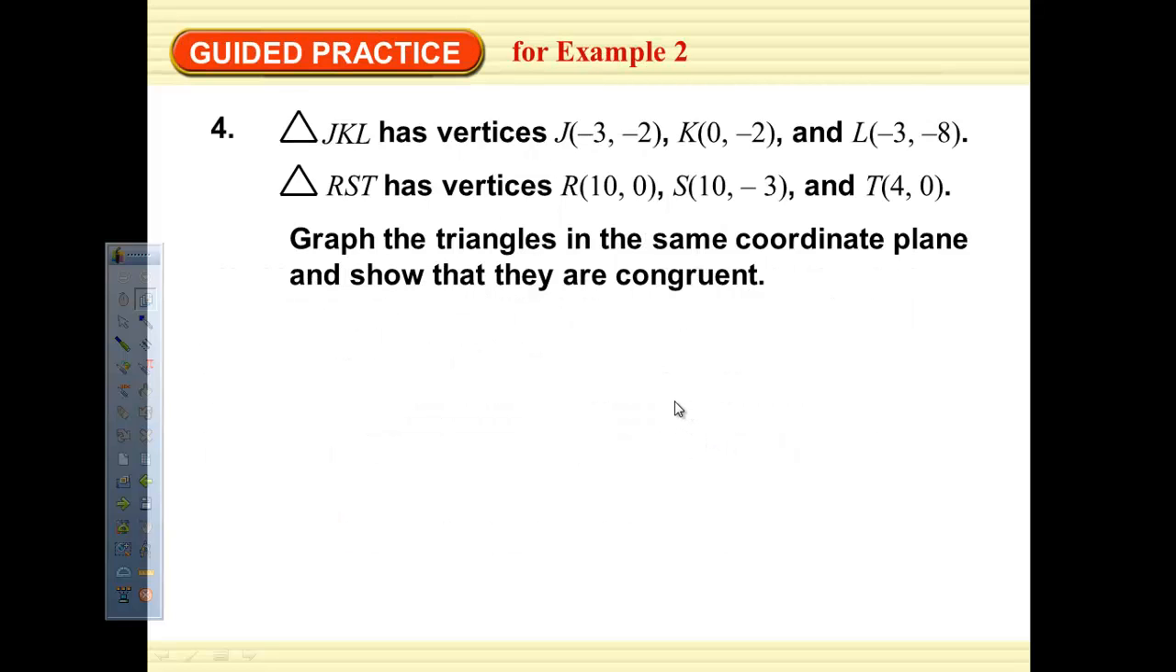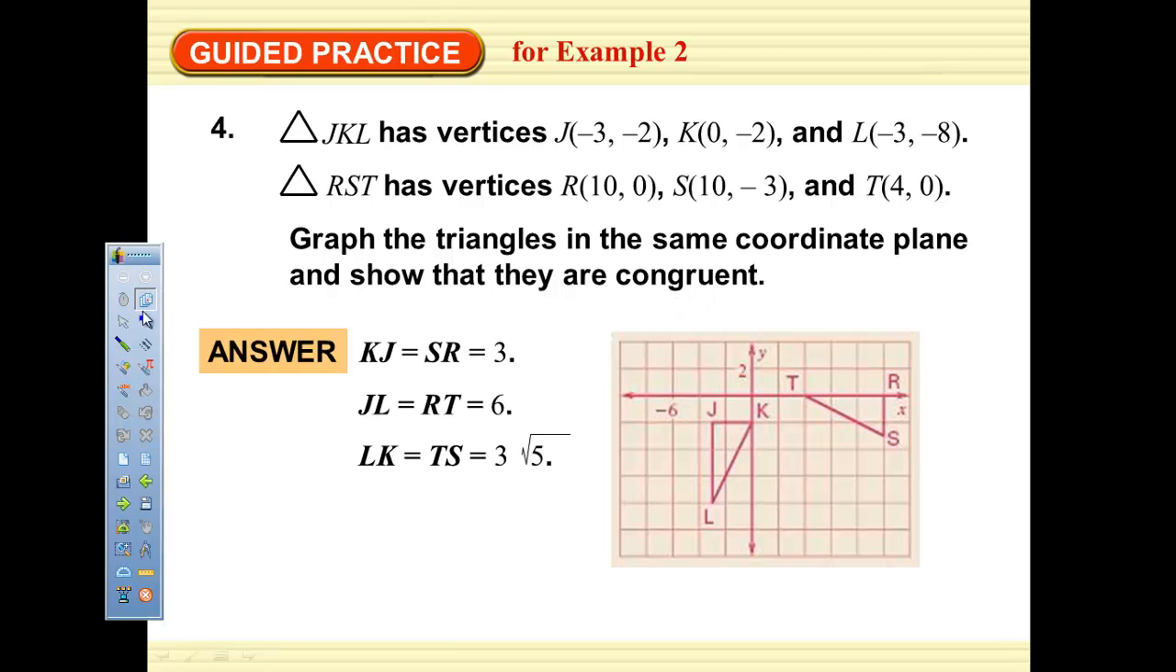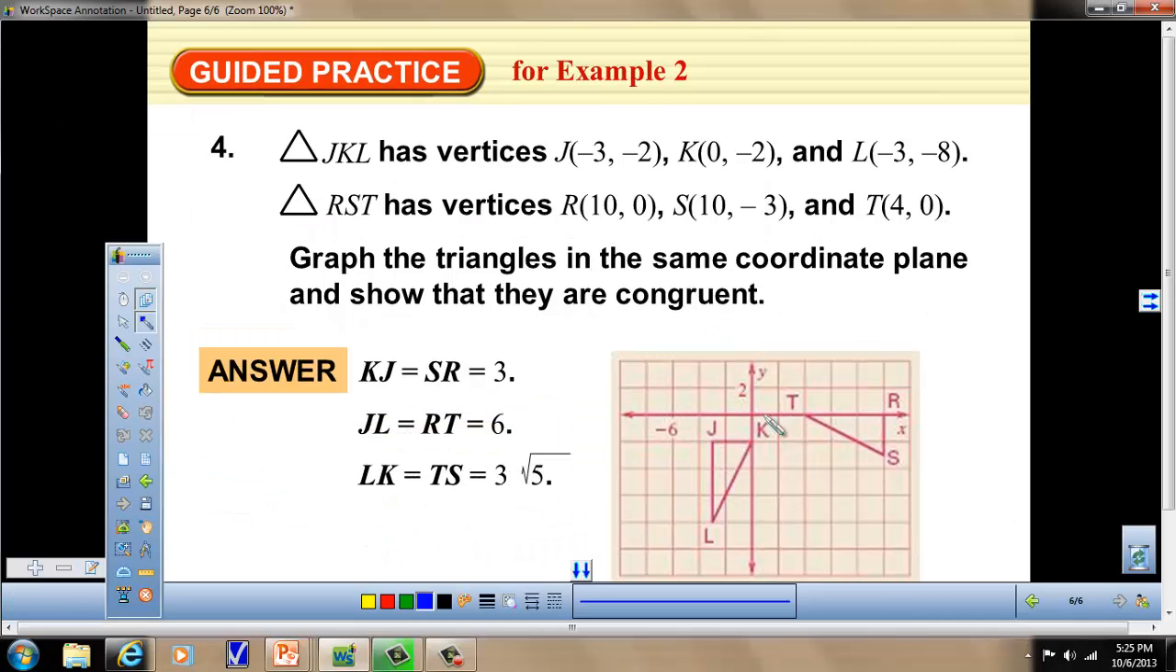Okay. So it says to graph these two and show that they're congruent, you need to use the distance formula. I'm just going to go through this pretty quick. In the graph, if you look, there's a length of 2 here, so that would be 2 and 3, so the distance from here to here is 3. Going down, this is 2, 4, 6, so the length there is 6. Similarly, this is 6 and this is 3.